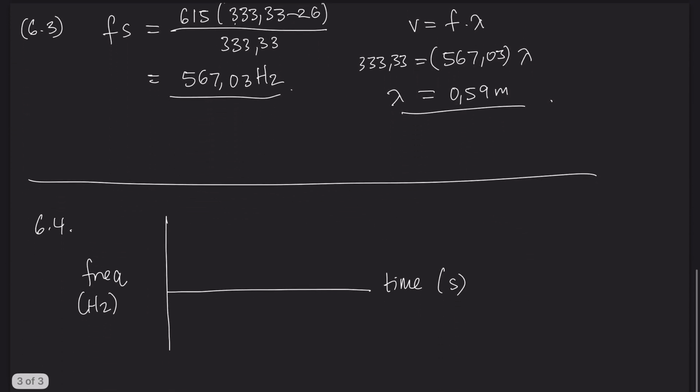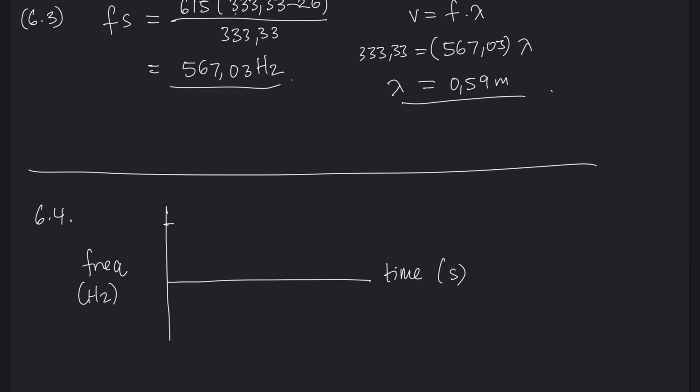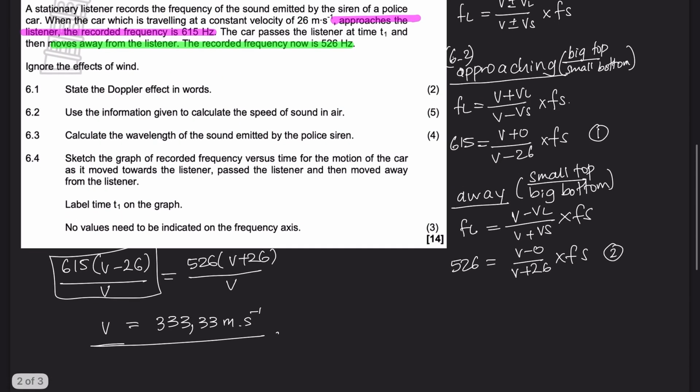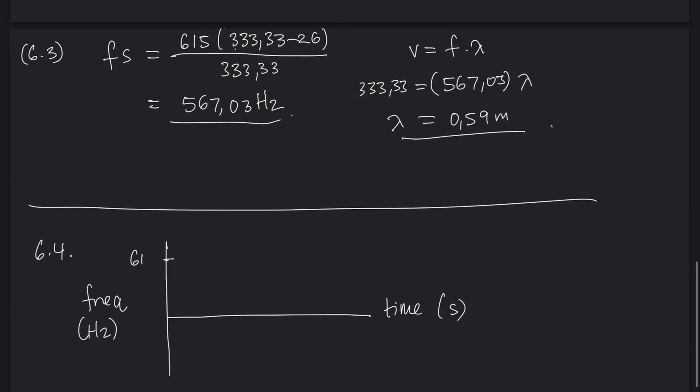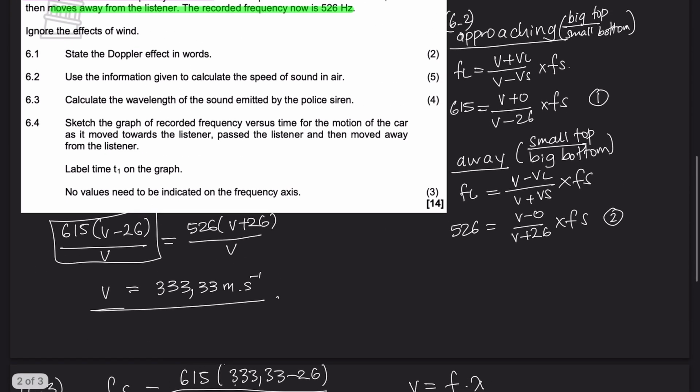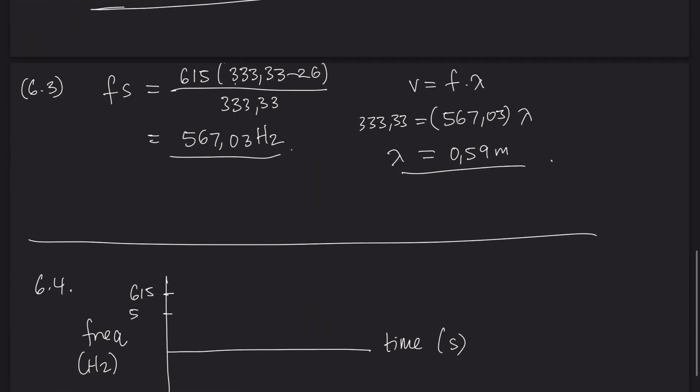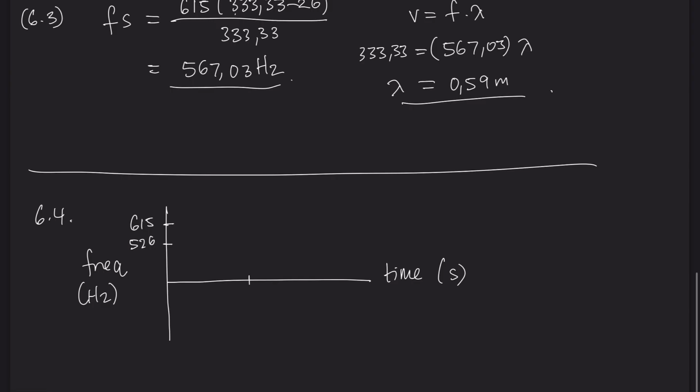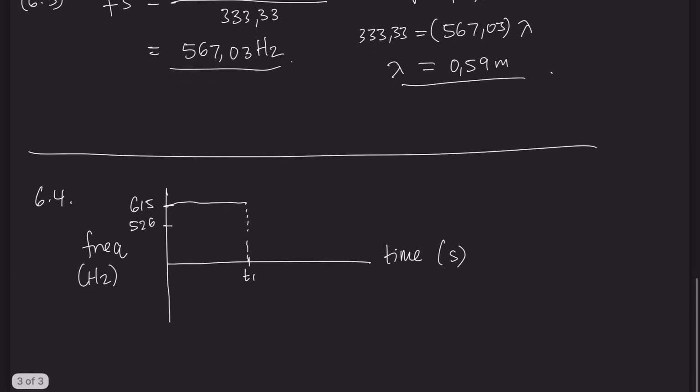So at the start, when it was approaching the listener, the frequency was 615. And then when it moved away from the listener, it was 526. And this change happened after T1. So it was this, then it changed to that. And that's our graph. Actually, it dropped here, so we need to join that. And that's our graph, that's our answer.